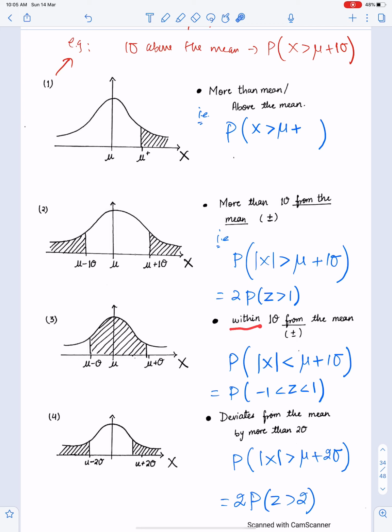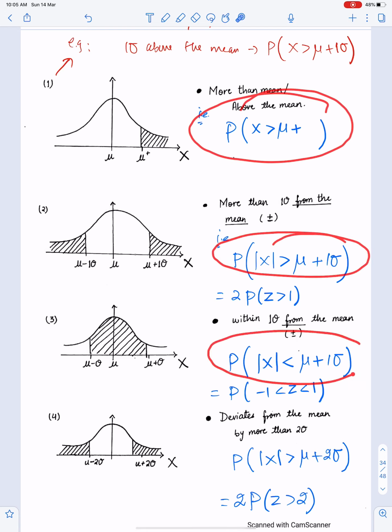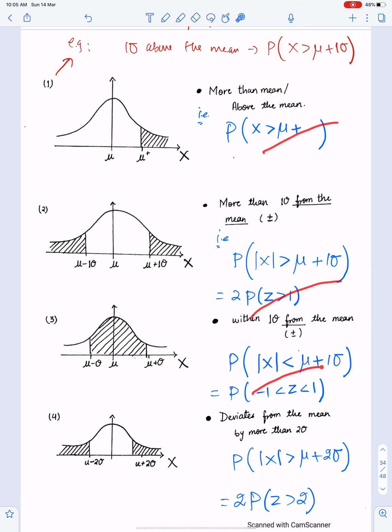When it says within, that means less than sign, and from the mean means modulus. So modulus x less than mu plus 1 sigma. These statements are extremely important. You must understand these things, how to write the equations in modulus like this. This is without modulus and they all are with modulus, because they are saying from the mean, from the mean, from the mean. Deviate from the mean means the same thing. Deviate from means modulus. By more than 2 standard deviation.